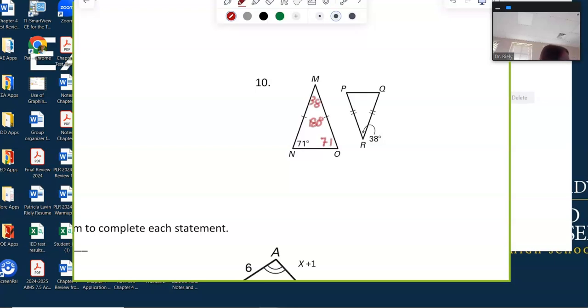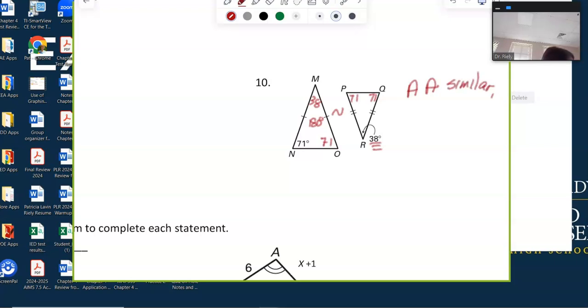Okay, look at that. This top angle is 38. And this is also isosceles. I now know that these guys have to be 71, just like the triangle to the left. These guys are similar based on angle-angle similarity for one.